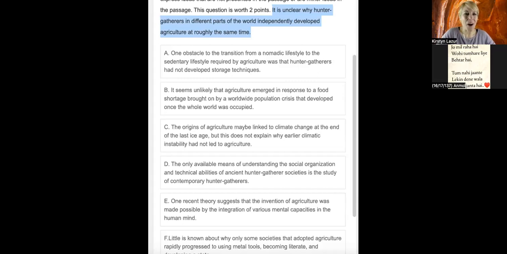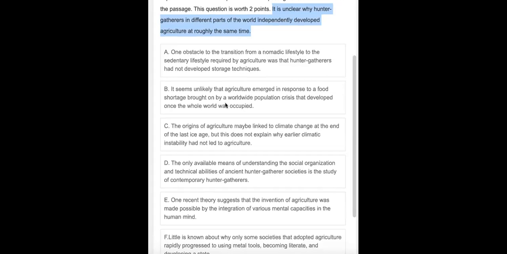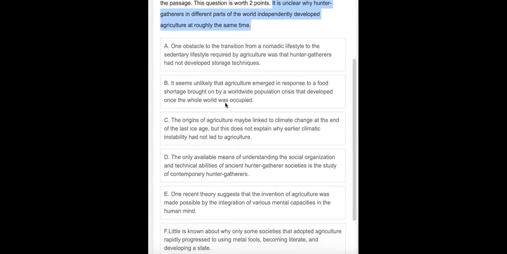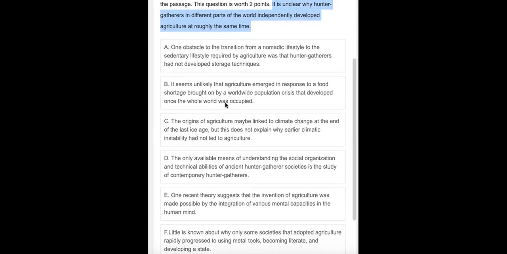Okay. So let's read the sentence together. And then I'm going to give you a few moments just to look over A, B, C, D, E, and F without me blabbing on. And I want you to drop some correct main ideas in the chat, okay?